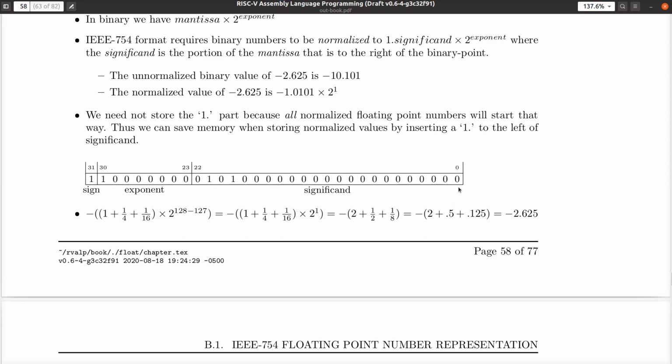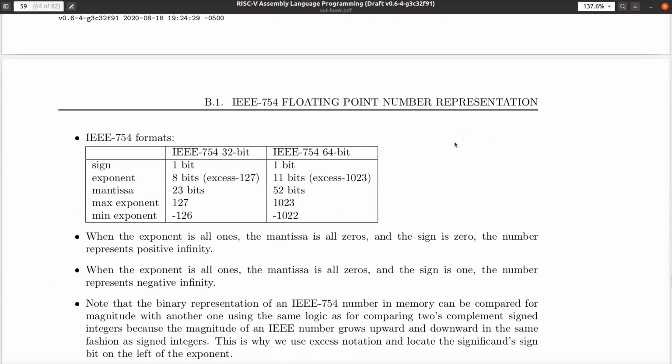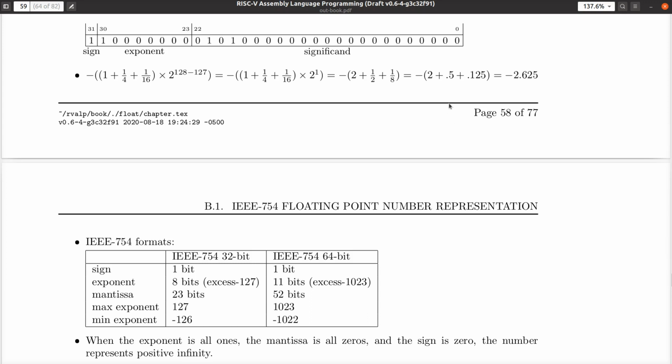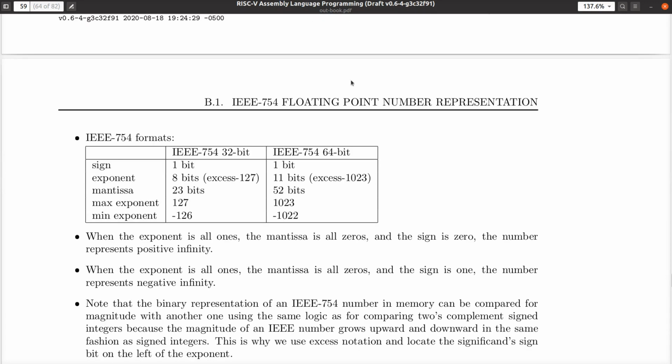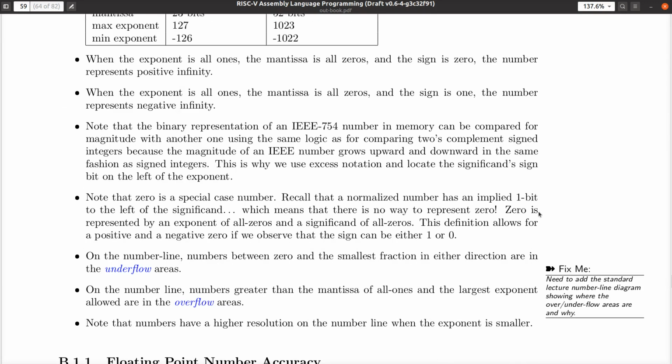When you encode it like this, that's a bit of a problem. So what they decided was, everything else works beautifully, and in order to maintain the ability to compare the magnitude of two of these numbers as if they were integers, they make a special case for the value of 0. So the representation of 0 is simply an exponent that's all zeros and a significand that's all zeros.